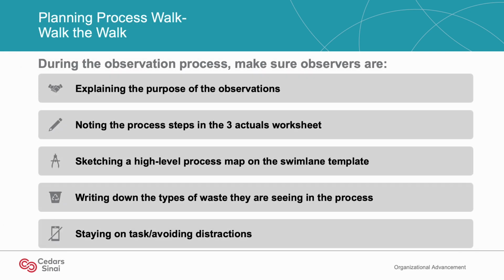During the observation process, make sure the observers explain the purpose of the process walks with those that they're observing. Check that they're noting the process in the 3 actuals worksheets or sketching the process in the swim lane template. Check that they're writing down the types of waste that they're seeing in the process and are staying on task and not getting distracted by other things.